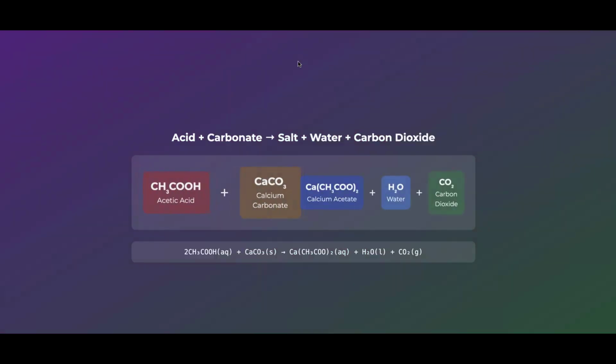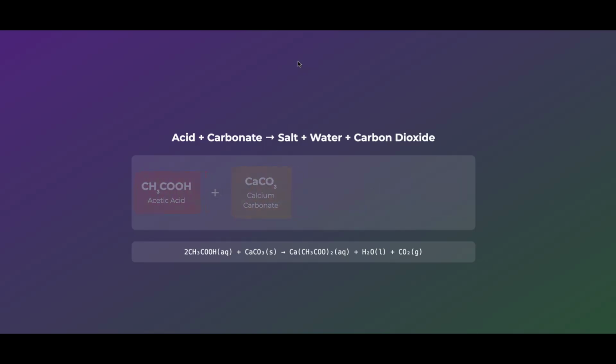When acids react with another type of compound called carbonates, they produce, this time, salt and water and carbon dioxide. This is why we see fizzing or effervescence when acid is added to a carbonate. The general equation is that the acid plus the carbonate forms salt and water and carbon dioxide. A common example is the reaction between acetic acid in vinegar and calcium carbonate in chalk or limestone.